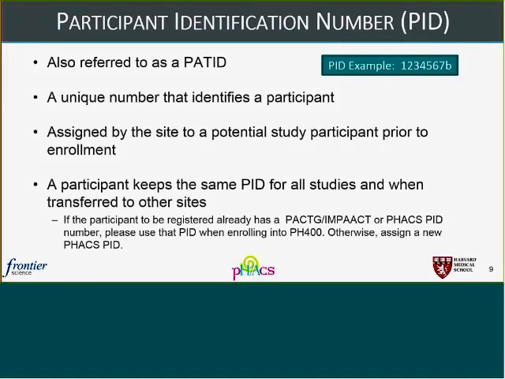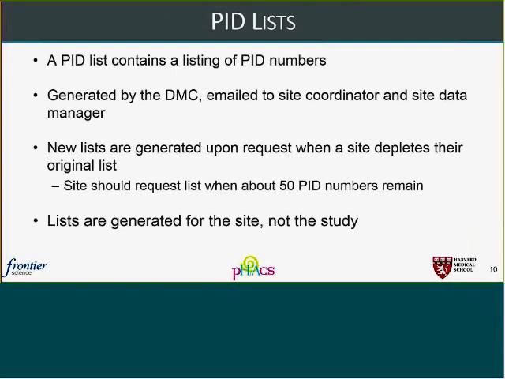So if your potential participant already has an ACTG, impact, or PHACS PID, you'll give that PID to the participant when you enroll in PH400. Otherwise, you'll assign them a new PHACS PID. You'll get your PID from the PID list. They're generated by the DMC and emailed to the site coordinators and site data managers.